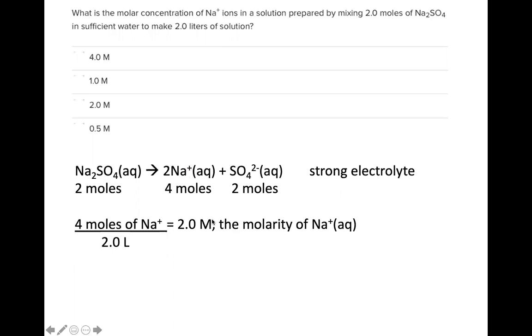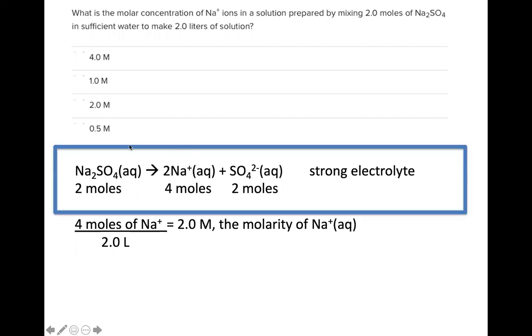The key step within this process, for me, and what I see with students having difficulty, is you have to start right from the start and say, how does this dissociate? Don't start doing the math. Ask yourself, how does this dissociate? And it dissociated and gave me twice as many sodium ions as I had moles of the initial solute. After that, the math ends up being easy.